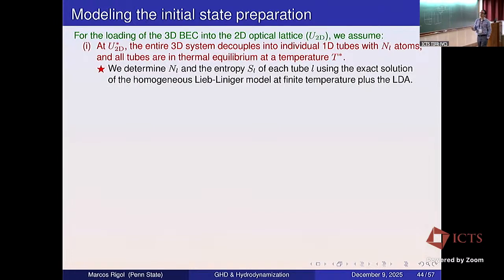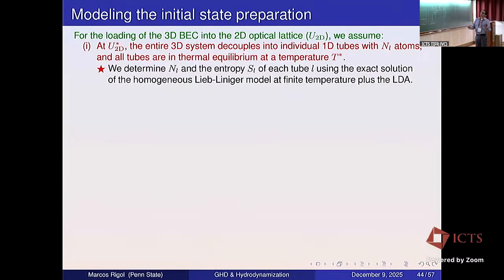This is the kind of thing that we do. Initially you have this three-dimensional system, which is complicated, and we don't know what it is. But at some depth of the 2D lattice, it decouples into 1D systems. Starting at that point, we can do a better ansatz to describe the system. What we don't know is the temperature of the gases, which we assume are in thermal equilibrium, nor the density. So the temperature and this decoupling depth are parameters that we have to fit.